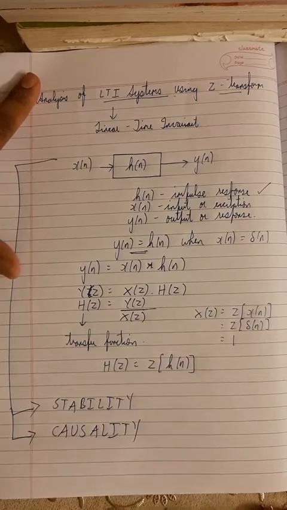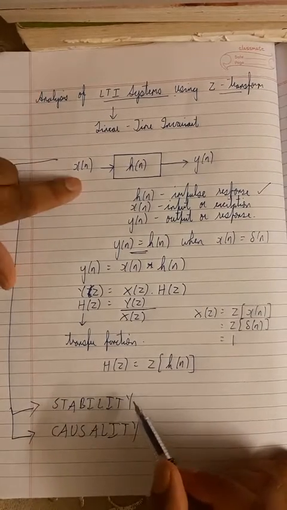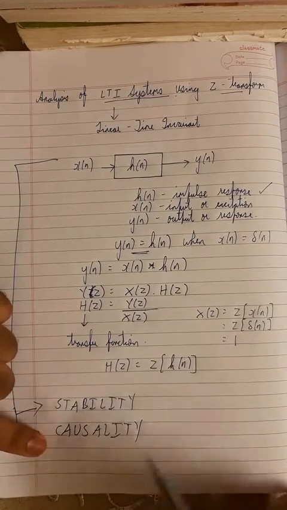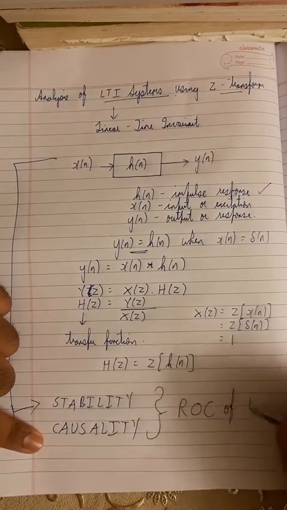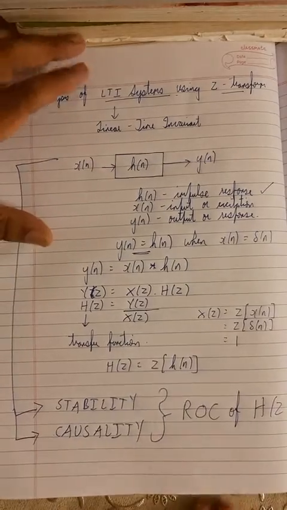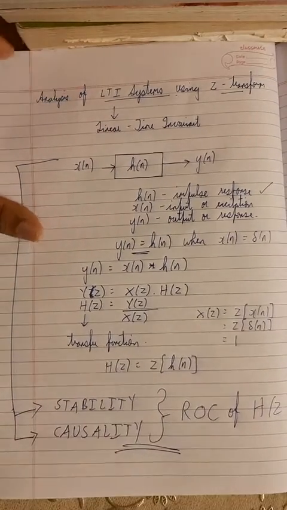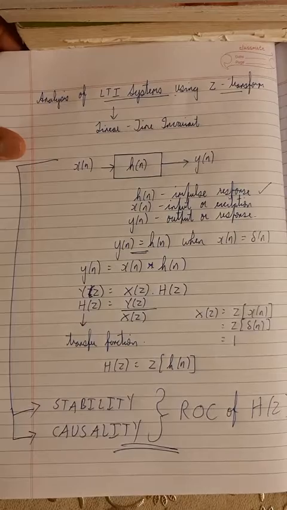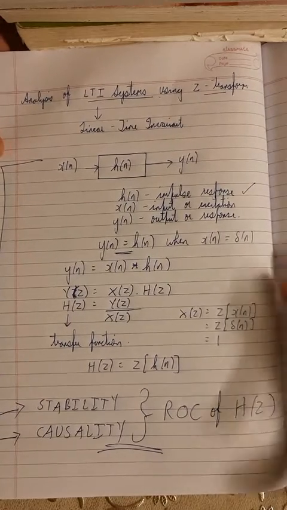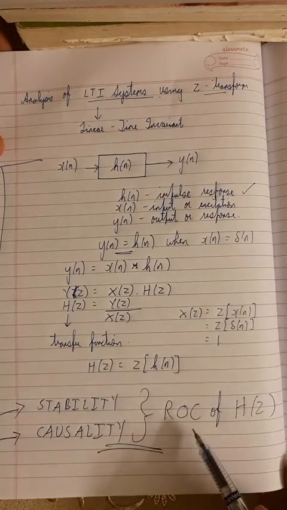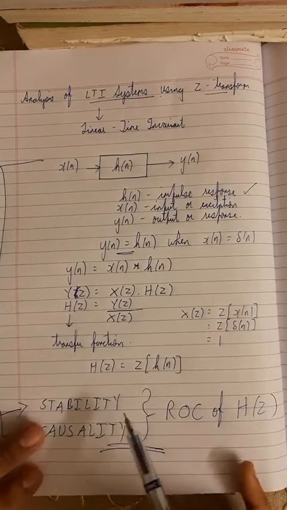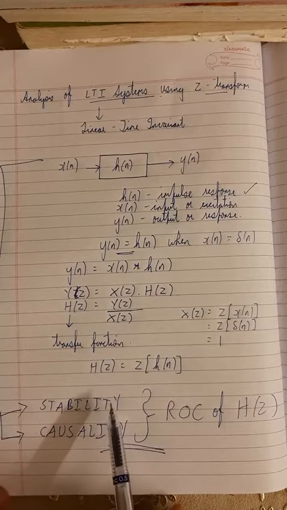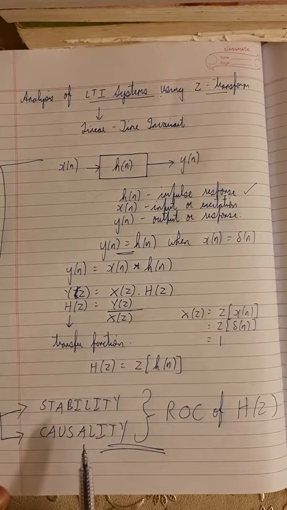We can check the stability of the LTI system, and we can check the causality of the system, by simply looking at the ROC of h of z. This is the main advantage of using the z transform, or finding the transfer function in z transform, right? That is, by looking at the region of convergence in an LTI system, we can check whether the system is either stable or unstable, and we can also check whether the system is causal or non-causal, right?